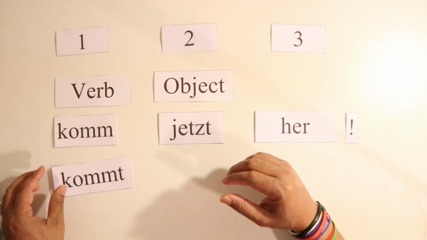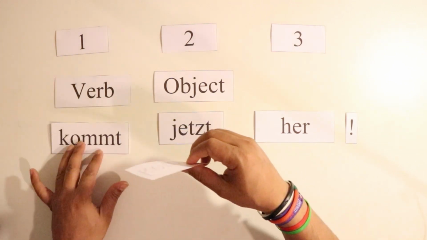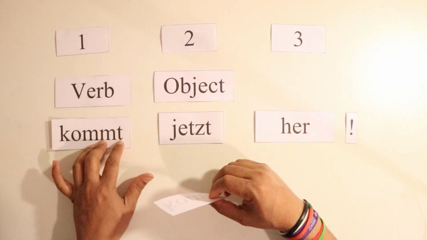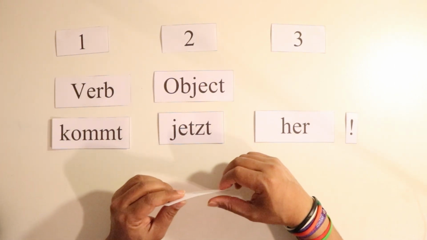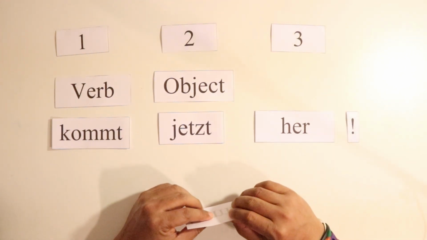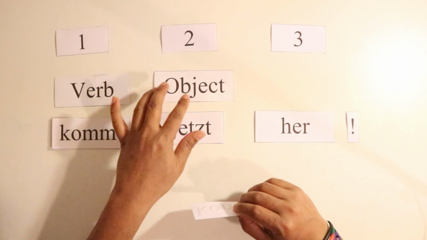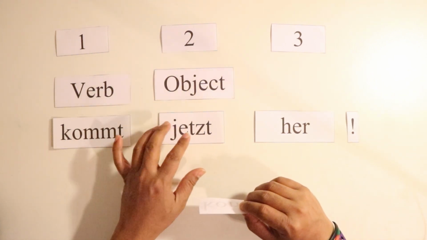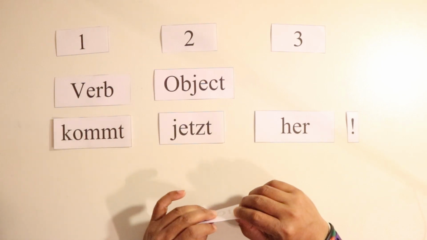For the formal case, everything will be the same, only one extra t will be added. So: kommt jetzt her, and then the exclamatory sign. So this is the sentence structure for an original imperative German sentence when there is no subject.